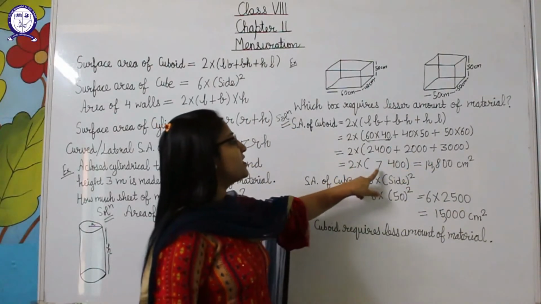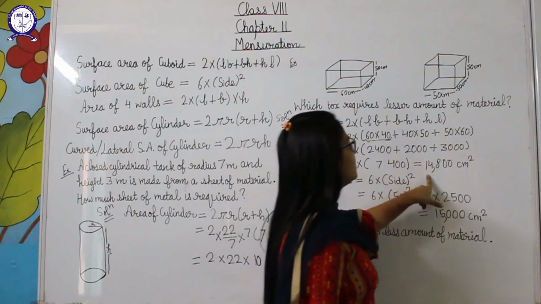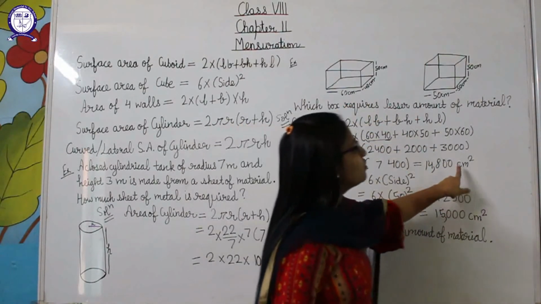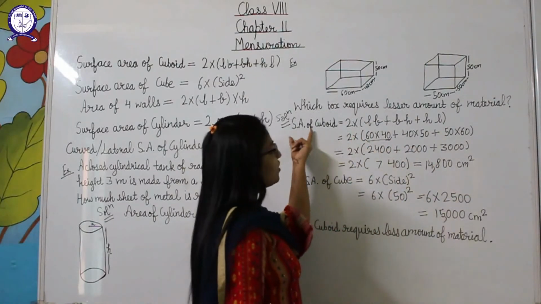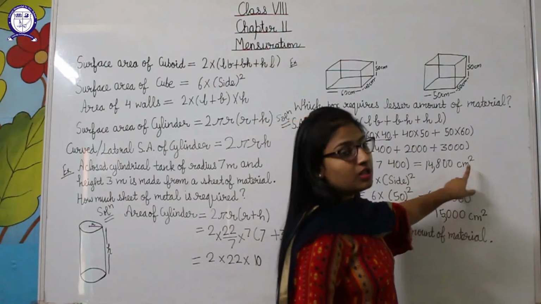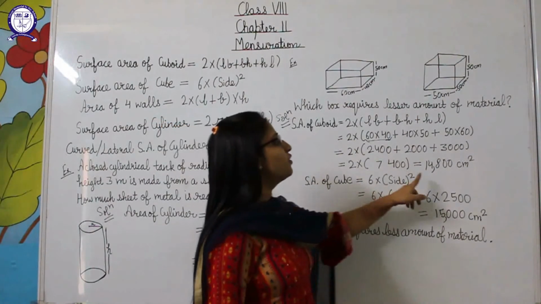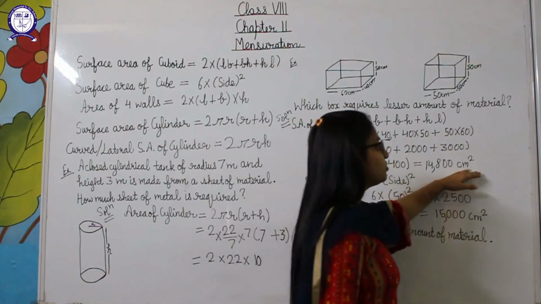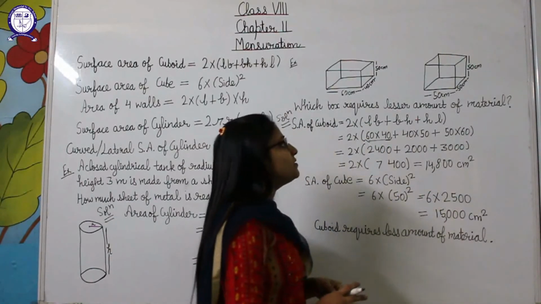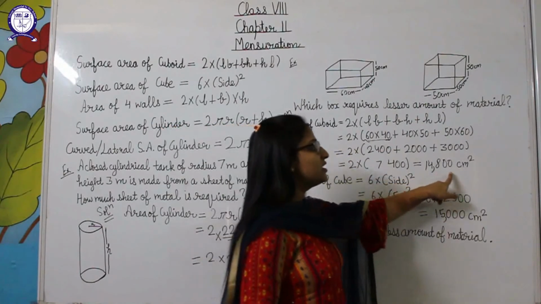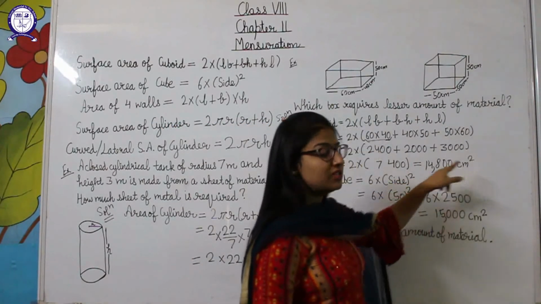Now 2 multiply 7400 will be 14800, and as the dimensions are in centimeter, so we will write centimeter, and as we are finding out the area, so it will be square. So the answer for the surface area of cuboid is 14,800 centimeter square. It means how much material the cuboid requires? The cuboid requires 14,800 centimeter square of material.